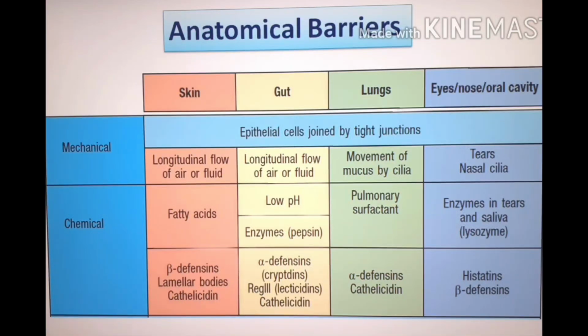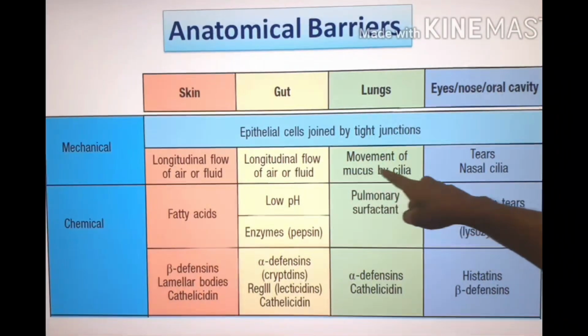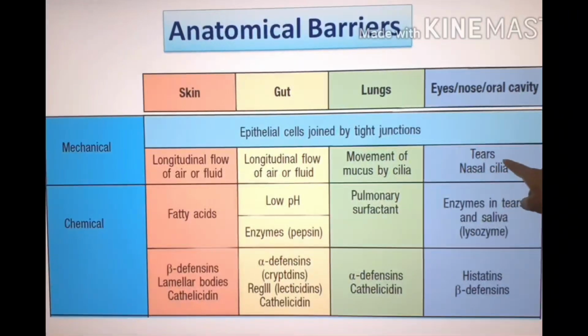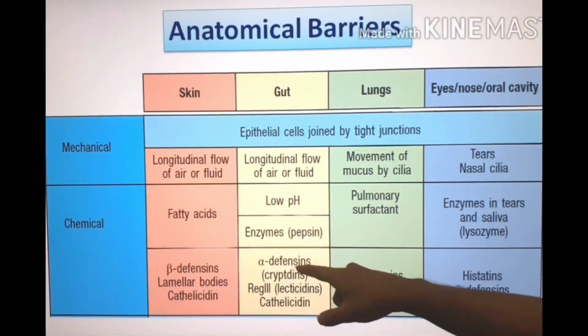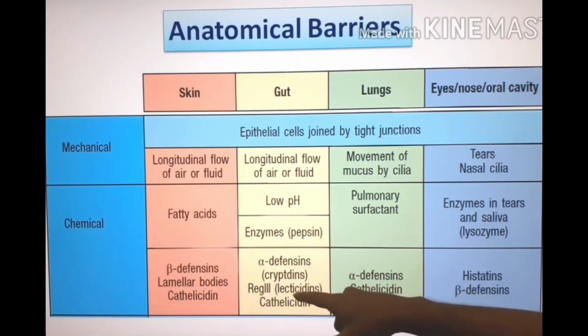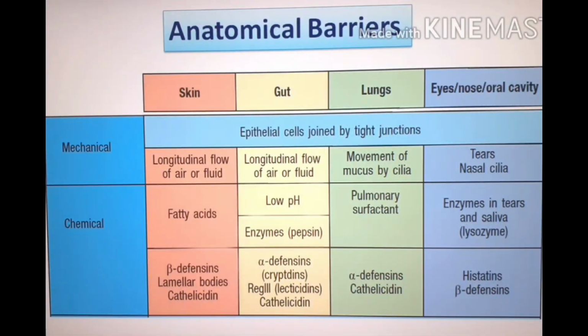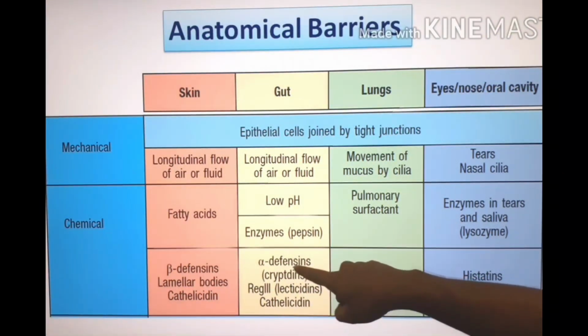But if there is any injury, this tight junction can break down. Longitudinal flow of air and fluid, and movement of mucus by cilia, tears, nasal cilia, are all mechanical barriers. There are also chemical barriers. Skin contains fatty acids in the sebum and also beta defensins, lamellar bodies and cathelicidins. In my phagocytosis class, I mentioned two important antimicrobial peptides you must remember: defensin and cathelicidin. These are also expressed by phagocytes like macrophages, dendritic cells and neutrophils. Epithelial cells also produce beta defensins, lamellar bodies and cathelicidins.